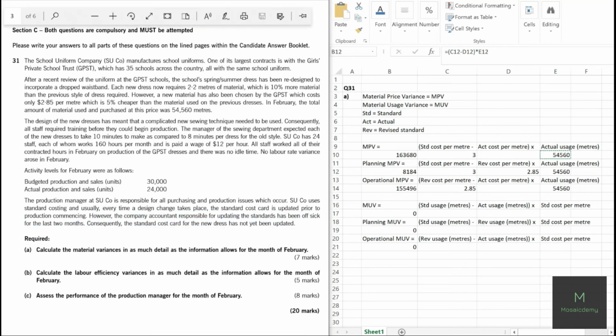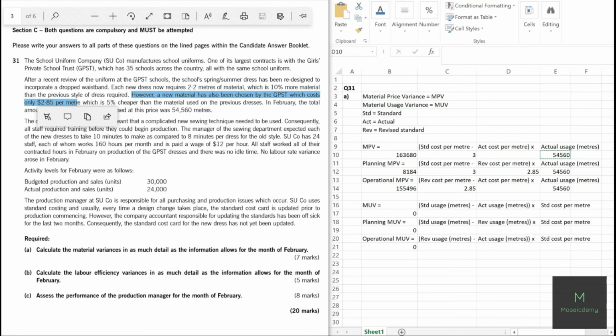But notice one thing. Where did it mention the actual cost per meter? It doesn't seem to have mentioned that anywhere. So what do we do here? Because this is a trick actually, okay? Basically, in this case, it says, however, a new material has been chosen which costs only $2.85 per meter. So that's not only the revised standard, that's also the actual, okay?